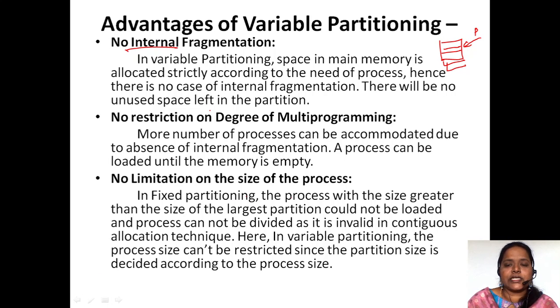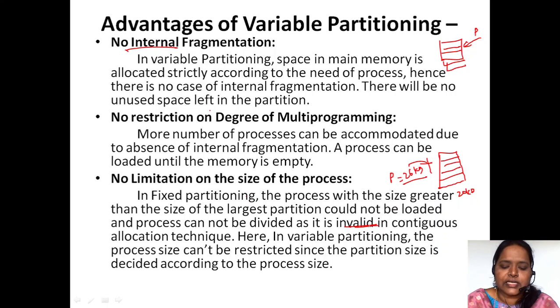In fixed partitioning, a process with a size greater than the size of the largest partition could not be loaded, and a process cannot be divided. It is invalid in contiguous allocation. Why? Because here the memory size is 20 KB. If a process needs 26 KB, can we allocate? No. Here the memory itself is 20 KB. How can we give 26 KB? So it is an invalid partitioning. So these are the advantages of dynamic partitioning, or variable partitioning.